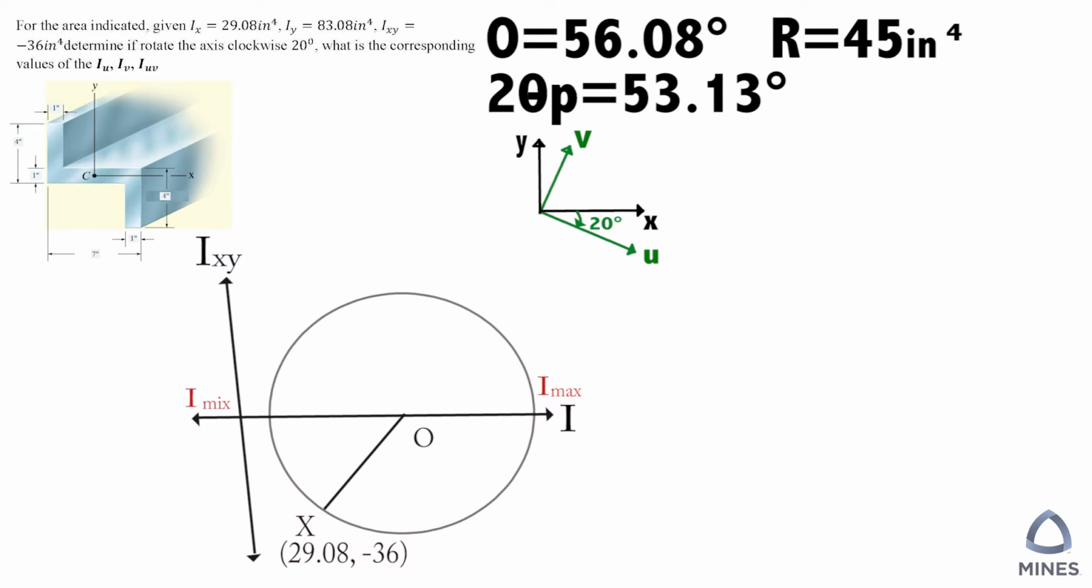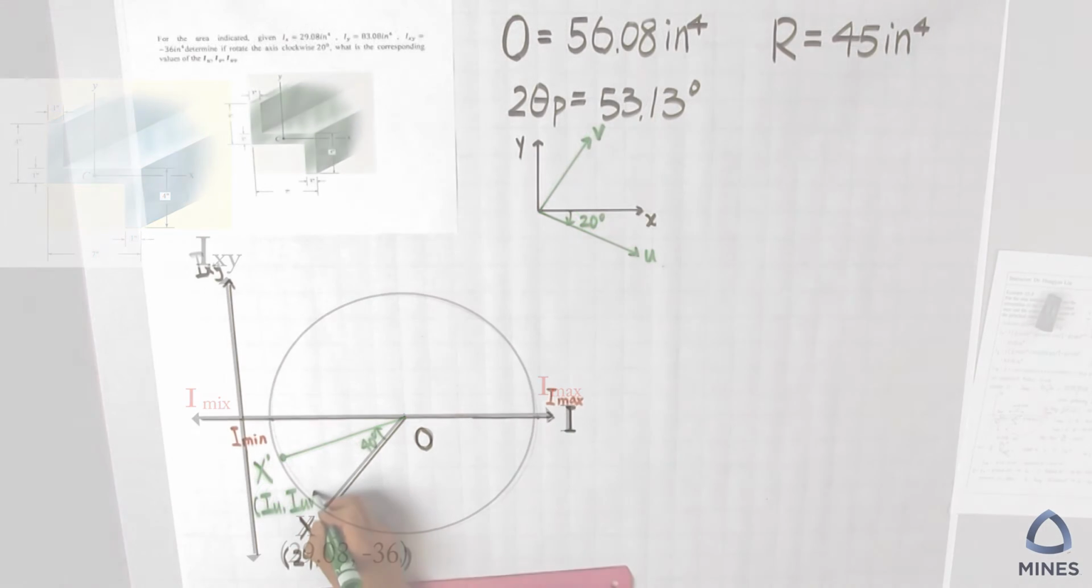So what we are going to do is try to use the Mohr circle to solve this problem. Always remember the OX line represents your x-axis. So you can see your x-axis rotates clockwise 20 degrees, which means I am going to rotate the OX line in the same direction but double the angle. So the total rotation here is going to be 40 degrees. So what I have to do is find out on the Mohr circle the x prime point location, and this is going to be IU and IUV.